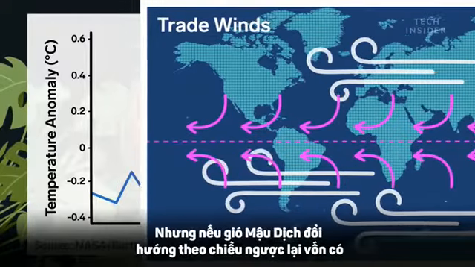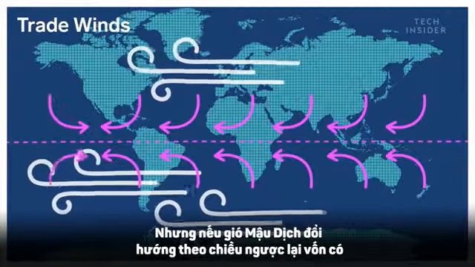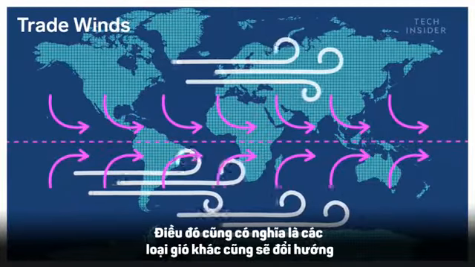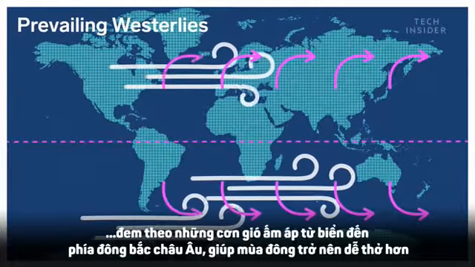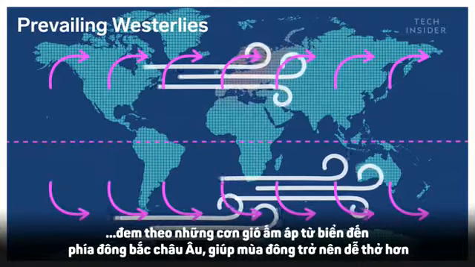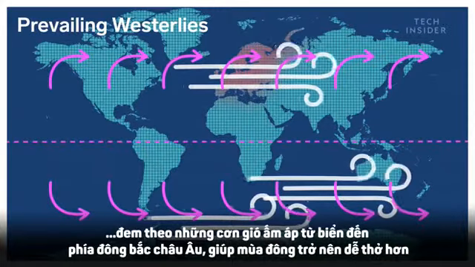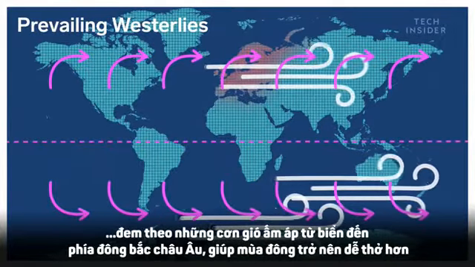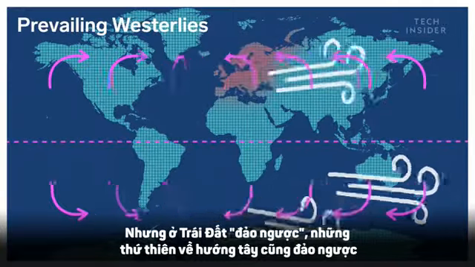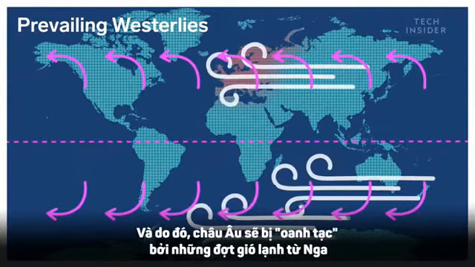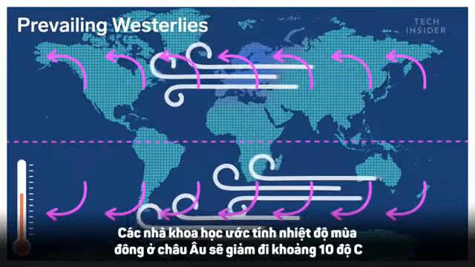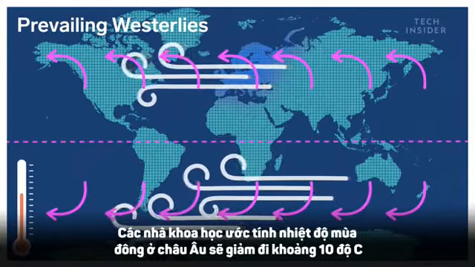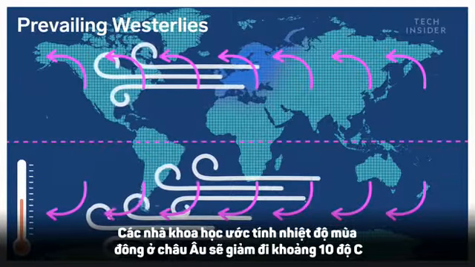But hold on, if the trade winds reverse direction, it means that other wind patterns change too, including the prevailing westerlies that normally blow east across the northern Atlantic and bring warm winds from the ocean to northwest Europe, keeping winters mild. But on backwards Earth, the westerlies reverse, and instead, Europe is bombarded with cold winds from Russia. As a result, scientists estimate winter temperatures would drop by up to 10 degrees Celsius.